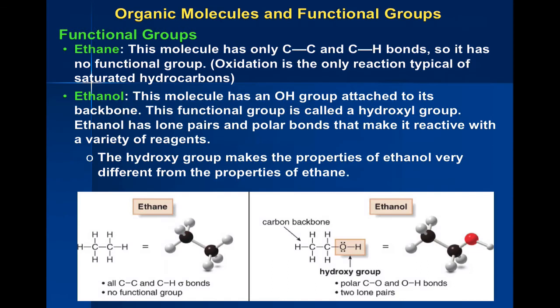Ethane, this molecule only has carbon-carbon and carbon-hydrogen bonds. So we say it has no functional group. The functional group is the alkane, technically. But it just contains carbon-carbon and carbon-hydrogen bonds. The only thing I can really do with ethane is burn it. I can't readily do other things with it. Okay? Ethanol, however, has a functional group.